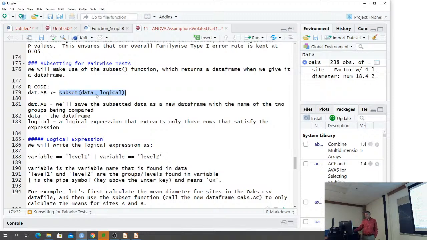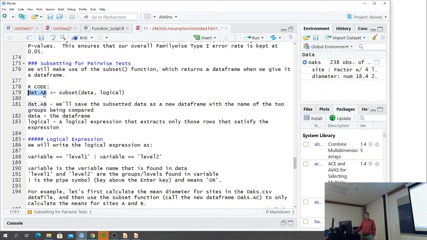All right? And I have it being resaved so that dat.ab is going to be our new data frame, and it only has sites A and B in it. So just kind of a good general practice is to make a new data frame and call it something that is more descriptive about what is in there.